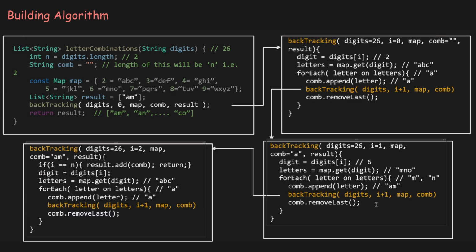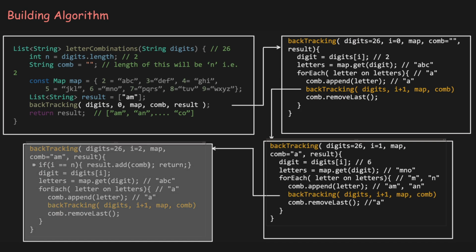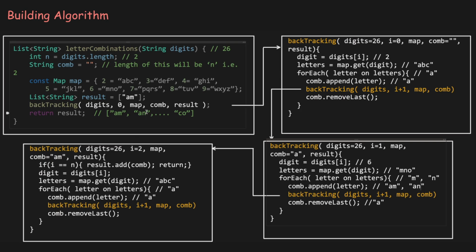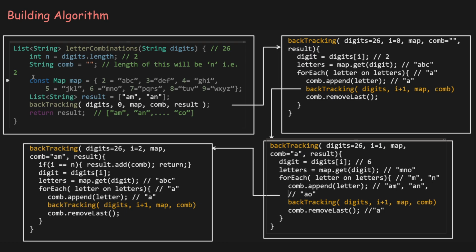Now here the combination value will again become a. In the next iteration we will have n and the combination string will become an. In the same way, in the next recursive call, we see the length is the same as the length of the input, so we can directly return from here and add an to the result. Now the same thing will happen for ao as well, and we finally return from this recursive call.